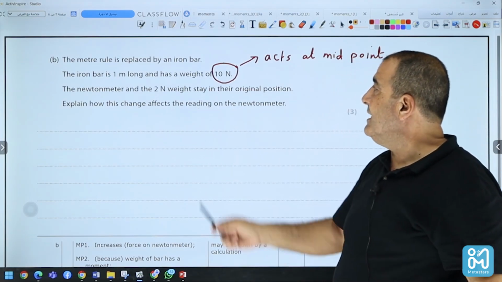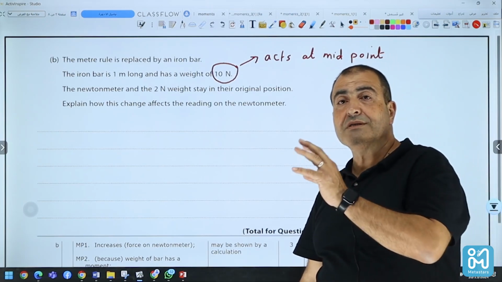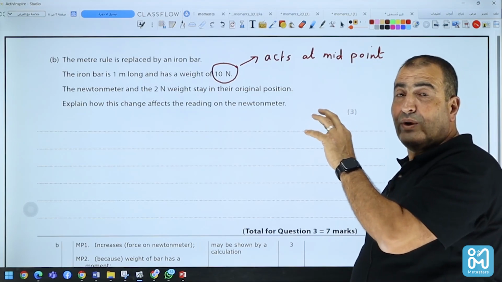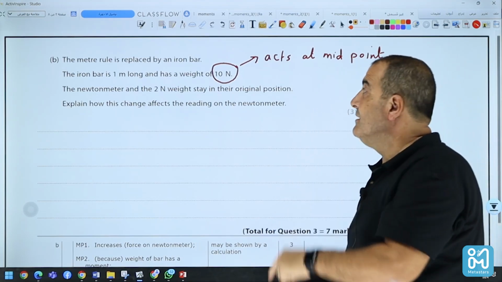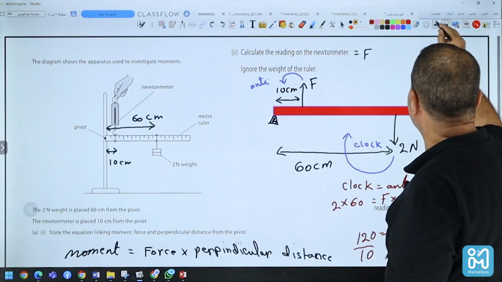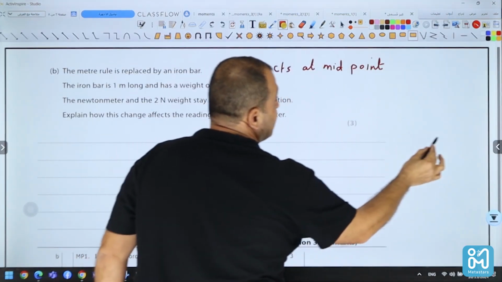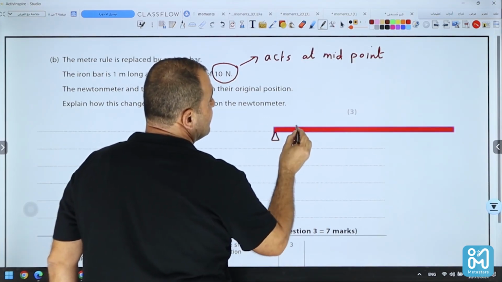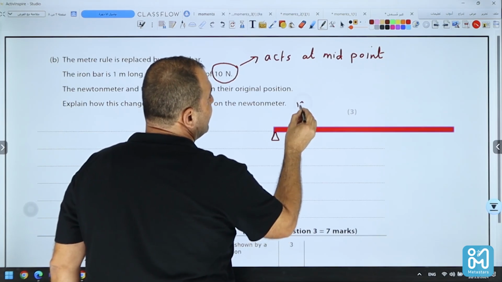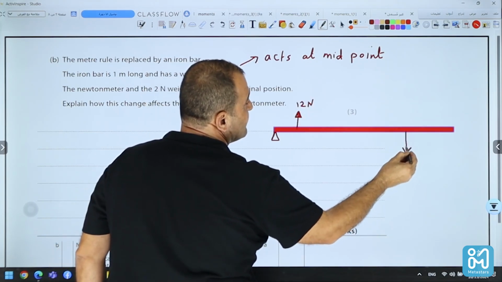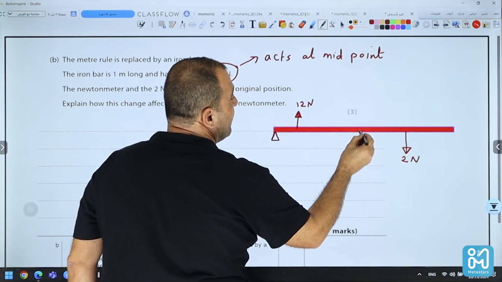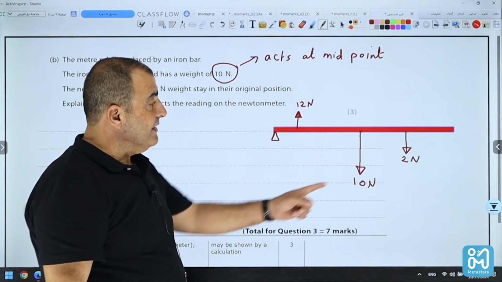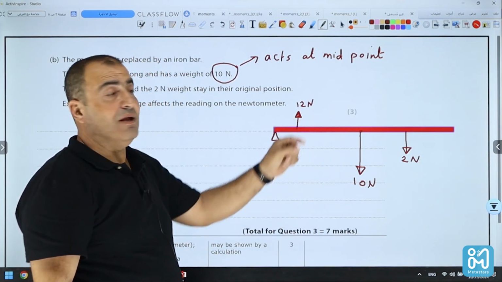Explain how this change affects the reading on the Newton meter. First, we must check what is the effect of this 10 Newton and where it acts. We return back to this, or we may redraw it. This is the pivot. This is a force which is 12 Newton, and this is a force which is 2 Newton, and the weight 10 Newton at the midpoint. This is the extra force, which is the weight of the iron bar.